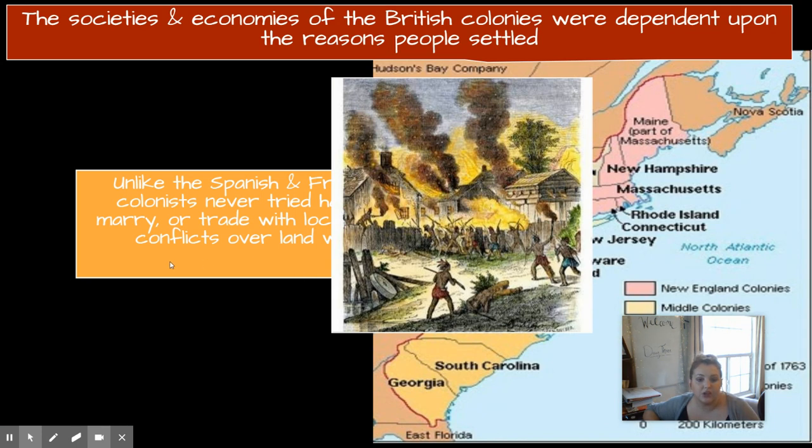So unlike the Spanish or the French, the British are never going to try to intermarry with Native Americans. There's almost this belief that they're evil and practice witchcraft, especially with the heightened religious fervor that they're dealing with. And so they don't marry the locals, they don't trade with the locals, they don't interact with the locals. And so there's an enormous amount of conflict over land, because Native Americans do not see land the same way. They see land as a communal resource, whereas the British in particular, but really Europeans overall, see land as something that must and should be owned.